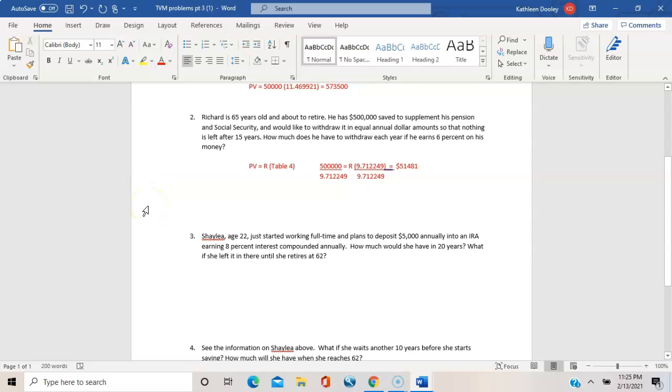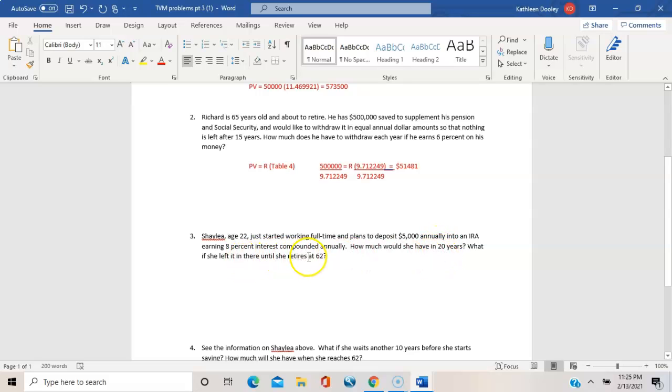Okay, our next problem. Shalia, age 22, just started working full-time, plans to deposit $5,000 annually into an IRA, earning 8% interest compounded annually. How much will she have in 20 years? What if she leaves it in there until she retires at 62? So here we have two parts of this problem. She's 22 and it wants to know, first of all, what if she retires in 20 years? So that'll be at 42. That'd be awfully early.